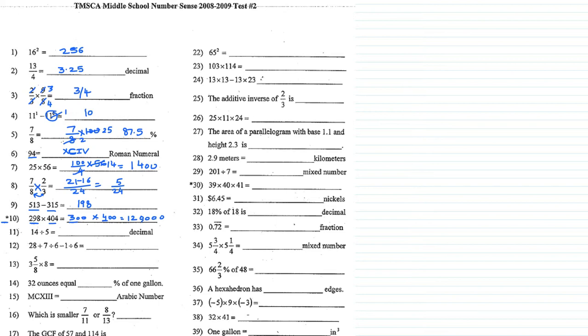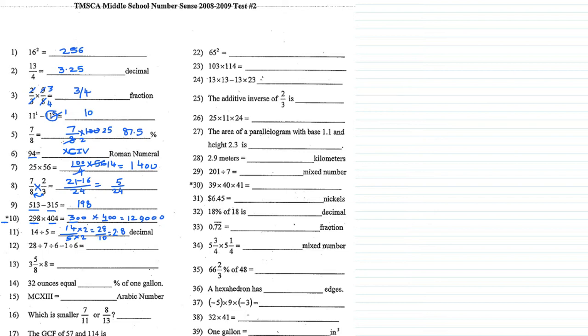Question 11. 14 divided by 5 in the form of a decimal. So this is nothing but 14 over 5, right? So one easy way to do this is you multiply numerator and denominator by 2, right? So we get 28 over 10, and now it's very easy. You can just write 2.8 as the answer.